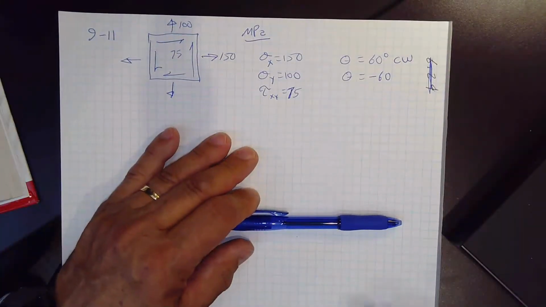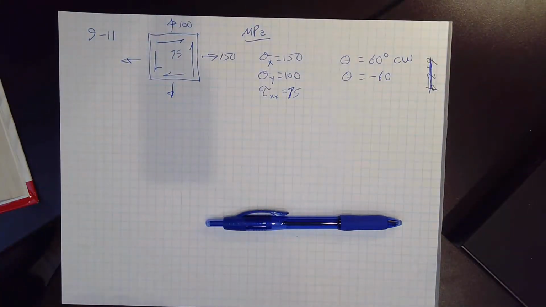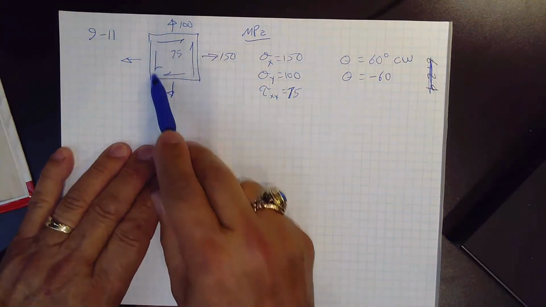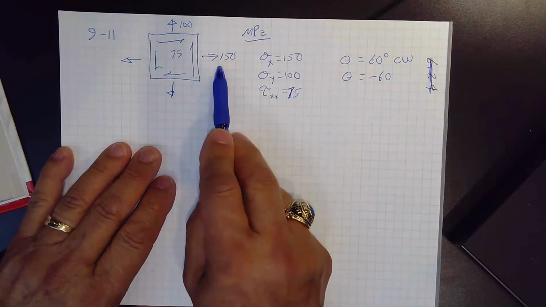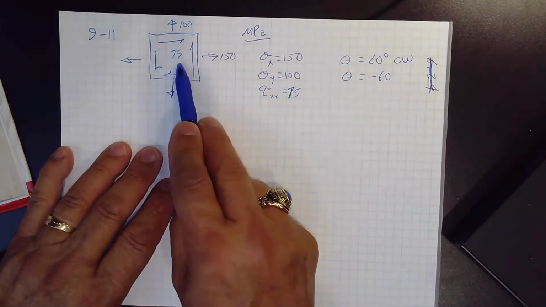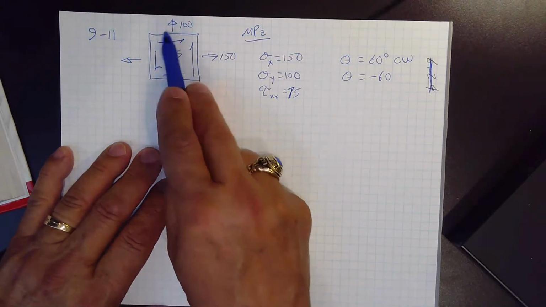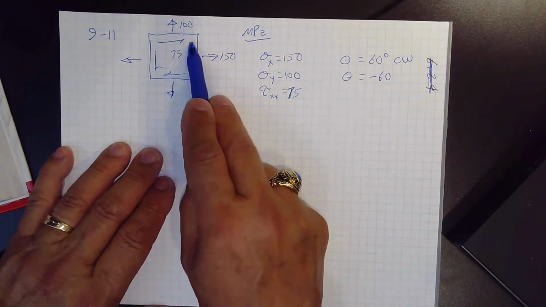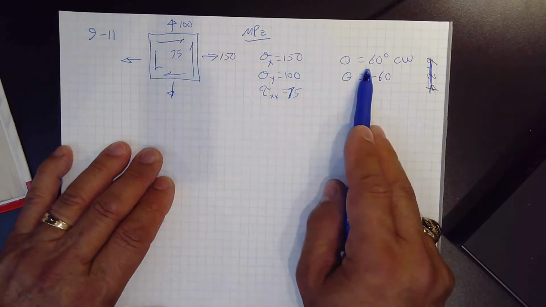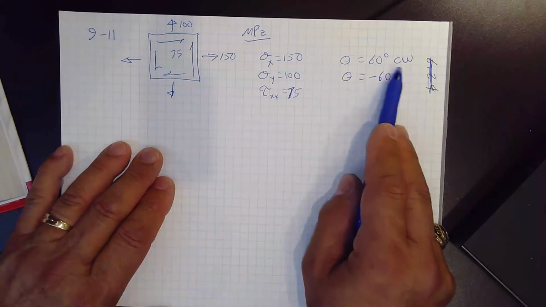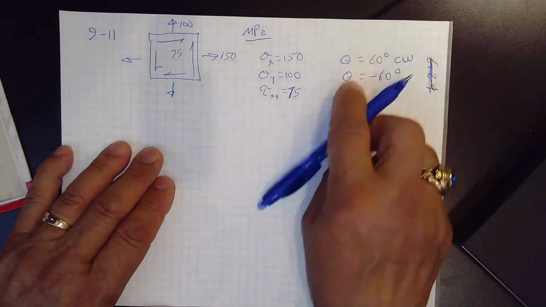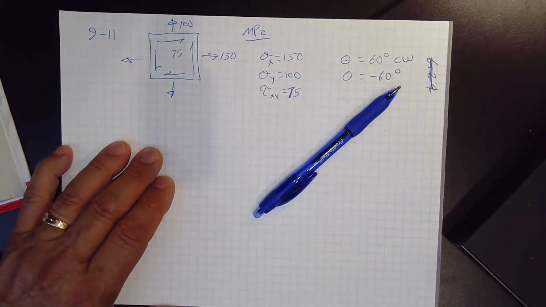Okay, we're going to look at problem 9-11, and this is the problem that they've given us. It's a little element like this with 150 MPa in X, 100 in Y, 75 in shear, and they're all positive: tension, tension, and up to the right. And they've asked us to rotate the stresses 60 degrees clockwise. 60 degrees clockwise is actually a negative 60 degrees. All right? So we're going to do that.